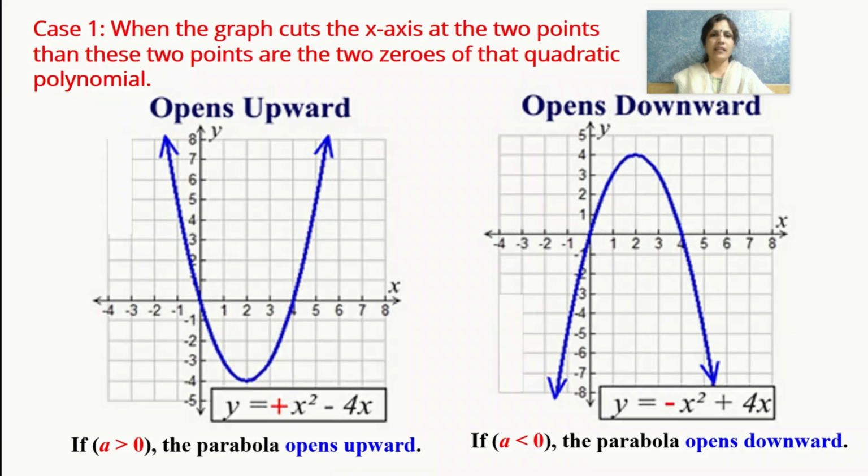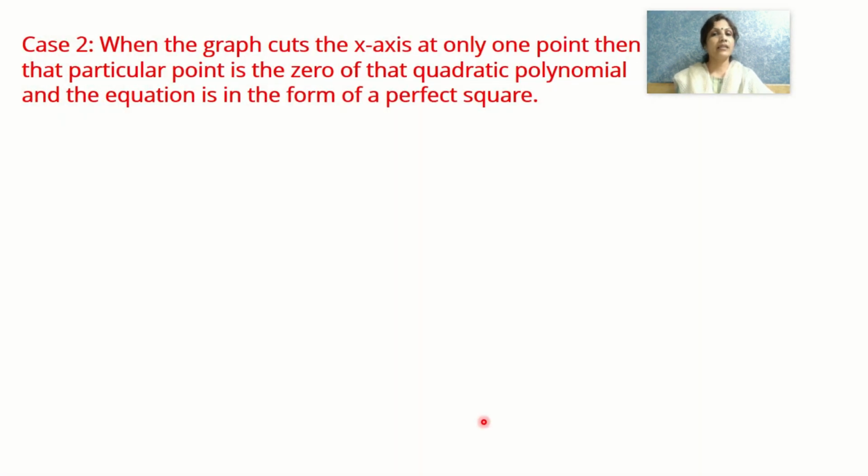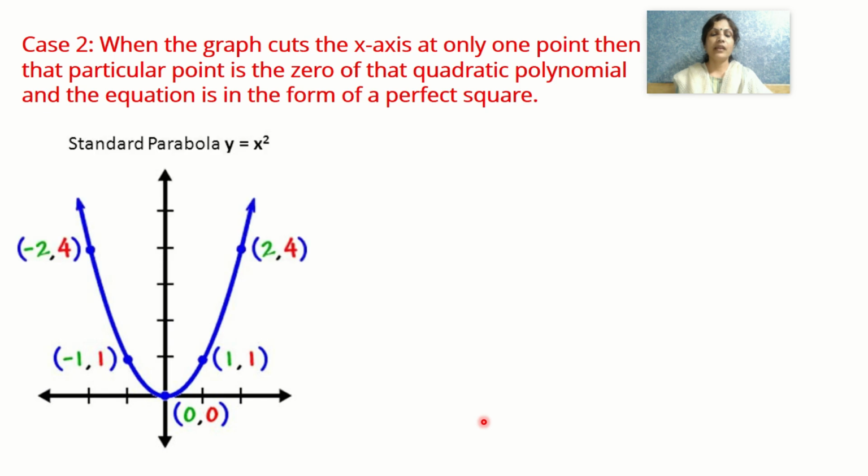Let's understand the second case. When the graph cuts the x-axis at only one point, then that particular point is the zero of that quadratic polynomial and the equation is in the form of a perfect square. Have a look at this graph. Can you make out that the graph intersects the x-axis at only one point? That point is the origin of the graph. Now if the graph looks like this, that means the given quadratic polynomial will be of the type of a perfect square. So this is the graph of the quadratic polynomial y is equal to x square.